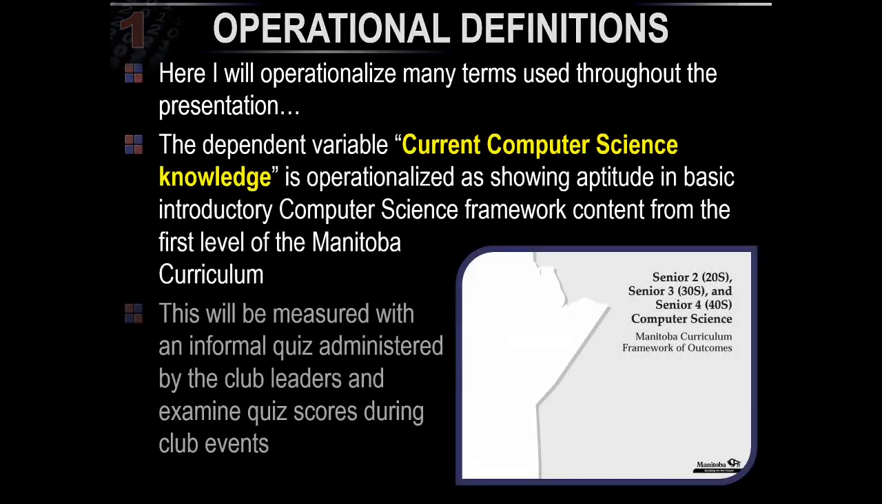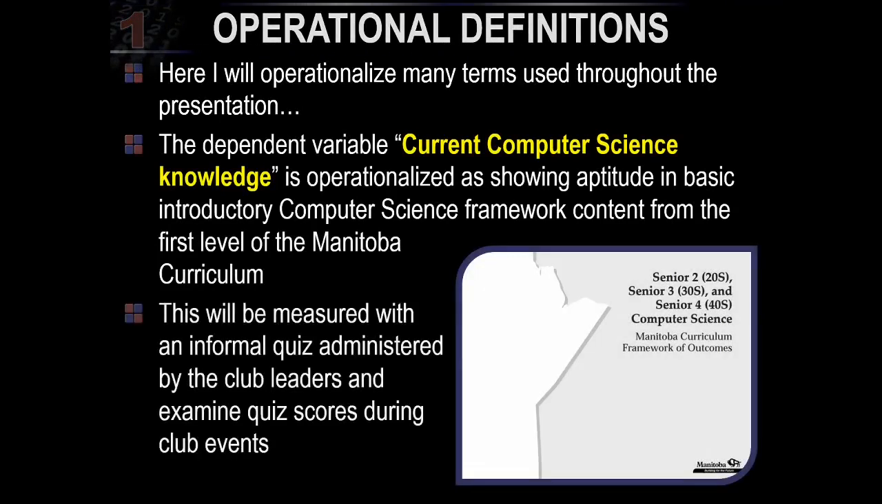First, I'm going to operationalize many of the definitions used throughout this presentation, including all four of my dependent variables. The first dependent variable, current computer science knowledge, I will operationalize as showing an aptitude in basic introductory computer science from the first level of the Manitoba Computer Science Framework curriculum. This will be measured with informal quizzes administered by the club leaders and examining quiz scores during club events.